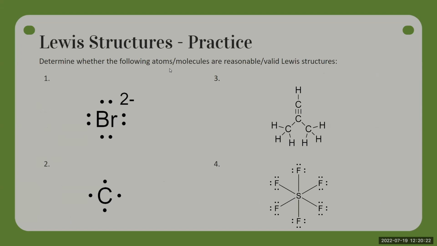All right, so a little practice. So you can pause or try these out on your own. And basically, I want you to try and determine whether or not the following atoms or molecules are reasonable or valid Lewis structures. So this first one, I'm going to give you a minute, and then we can go over some of these.